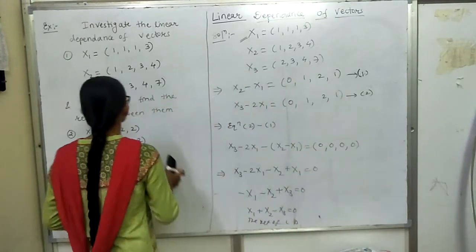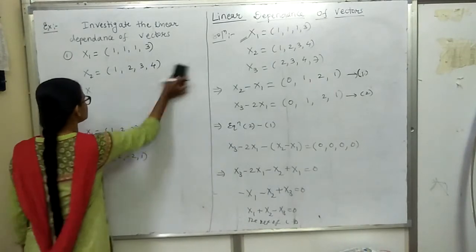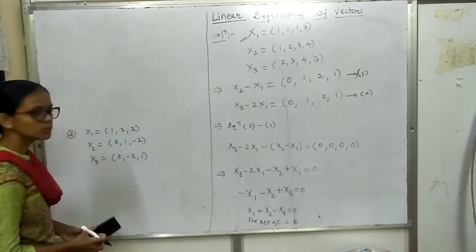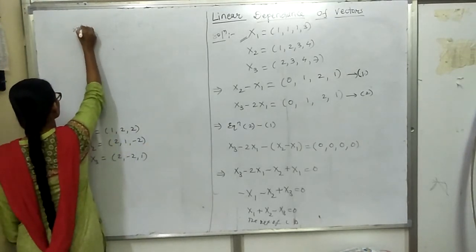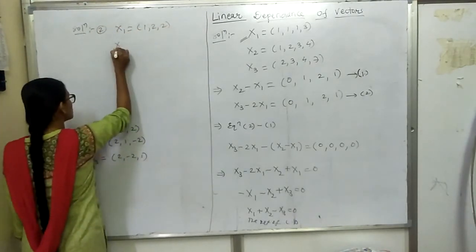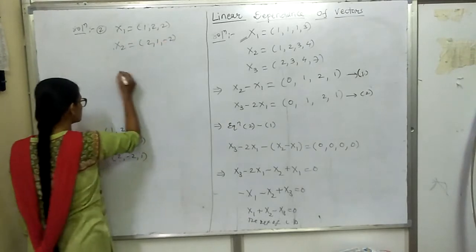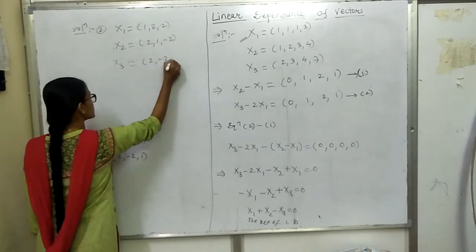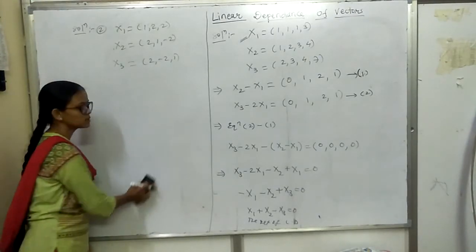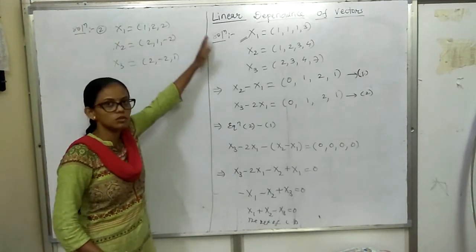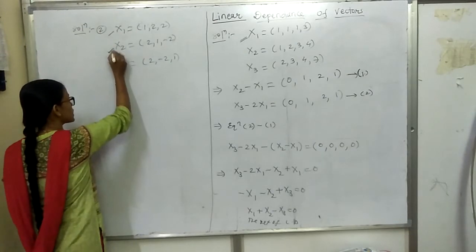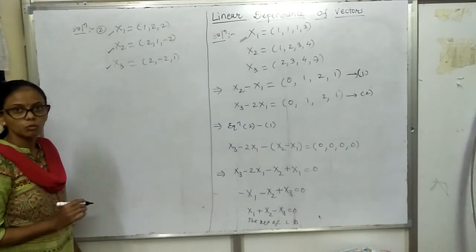If you see the second example, we have given x1 as 1, 2, 2, x2 is 2, 1, minus 2, and x3 is 2, minus 2, 1. Again in this case we have given 3 sets of vectors having 3 components in each vector. So again we apply the same method. We are using x1 to make x2 and x3 first component 0.